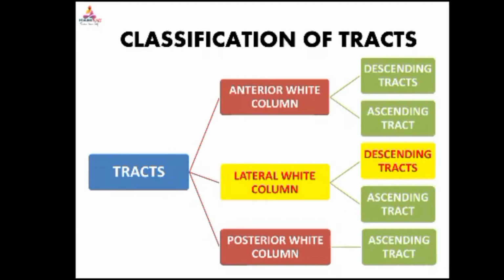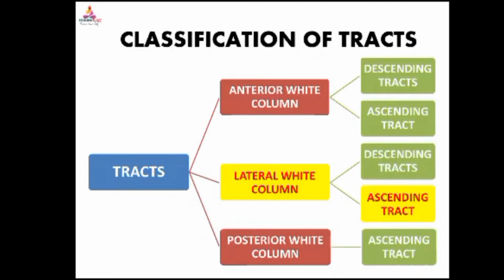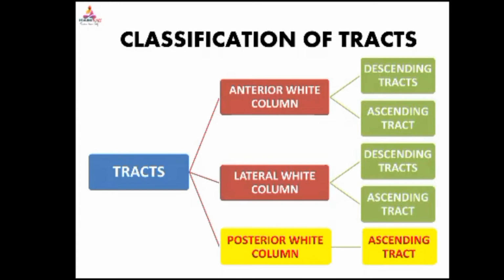Next is the lateral white column. Its descending tracts include lateral corticospinal tract, rubrospinal tract, lateral reticulospinal tract, then hypothalamospinal tract. Ascending tracts: lateral spinothalamic tract, anterior spinocerebellar tract, posterior spinocerebellar tract, then spinotectal tract. In the posterior white column, only ascending tracts are present, that is fasciculus gracilis and fasciculus cuneatus.